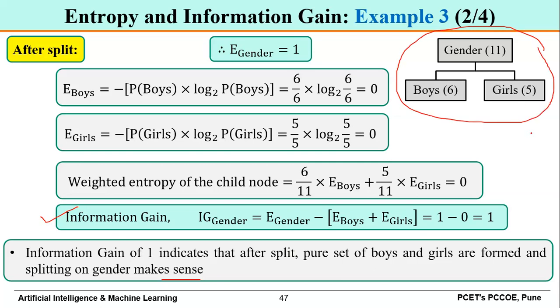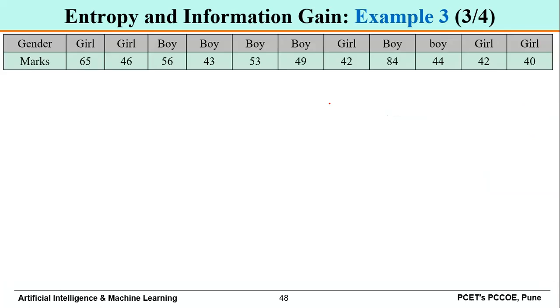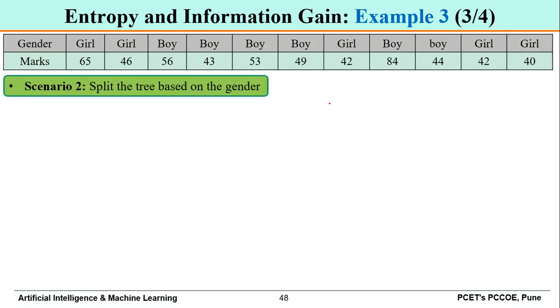We have another approach based on marks. For that also we need to find out the value of information gain and entropy. So we will go there. The second scenario is constructing a decision tree based on, sorry, here it's not gender, it's marks. So make this note.